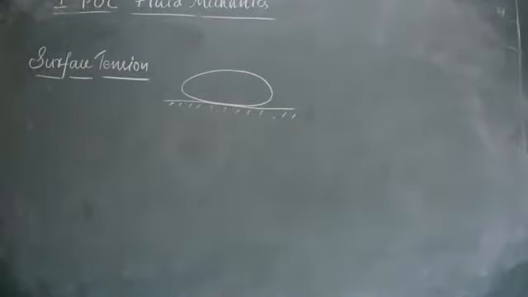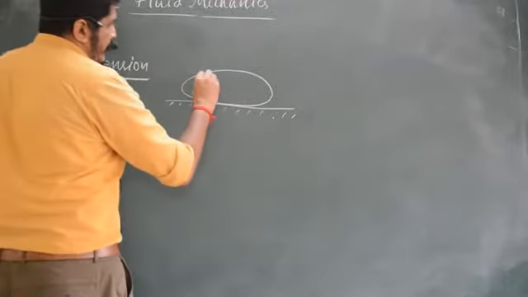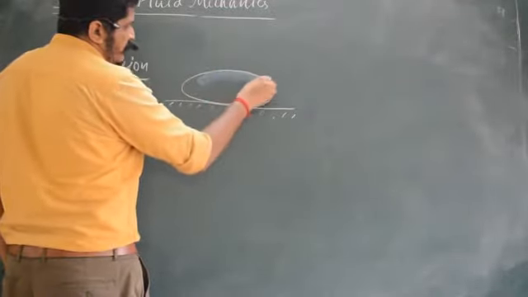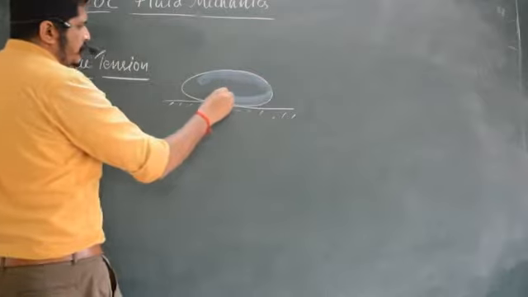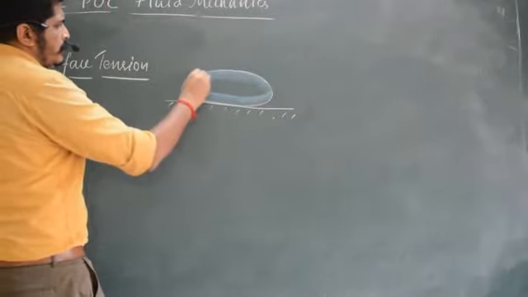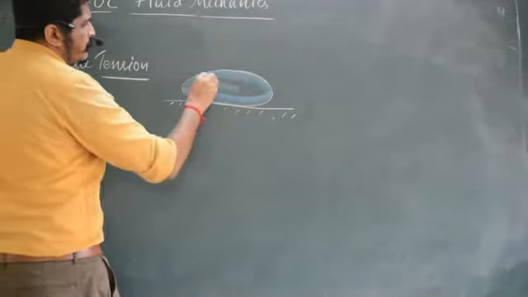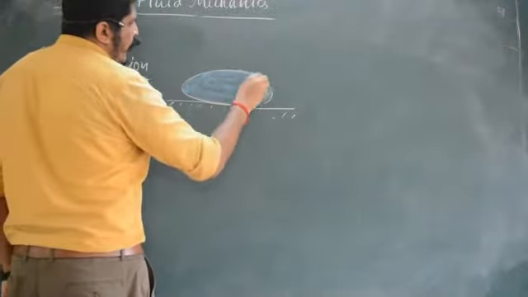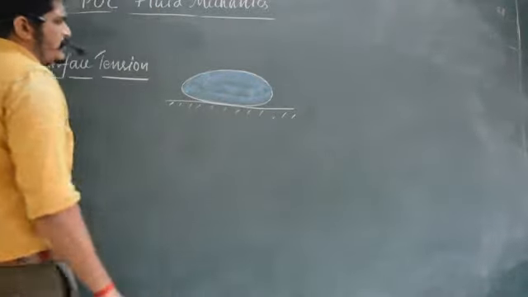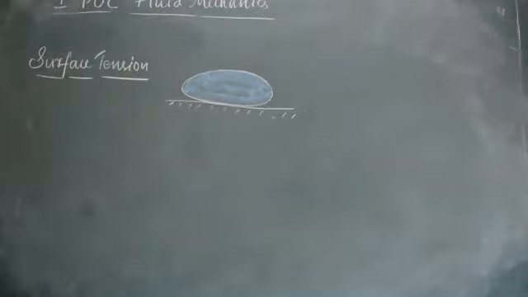There is a surface and a liquid drop is there. Let us take water itself, nothing to worry. A water drop is there. Of course, water drop means drop. When we say drop, it has got its own shape, right? Like this.